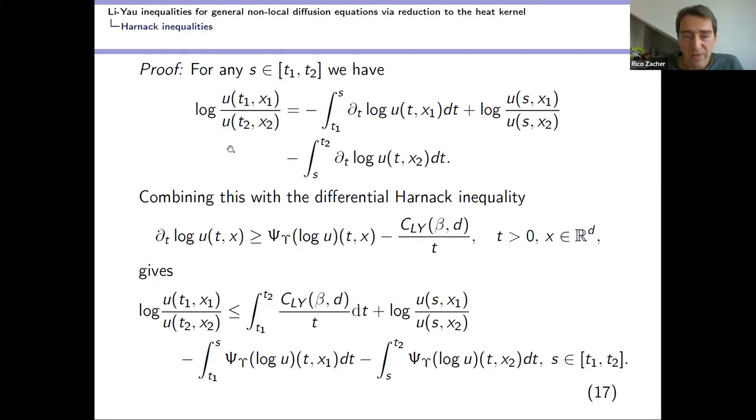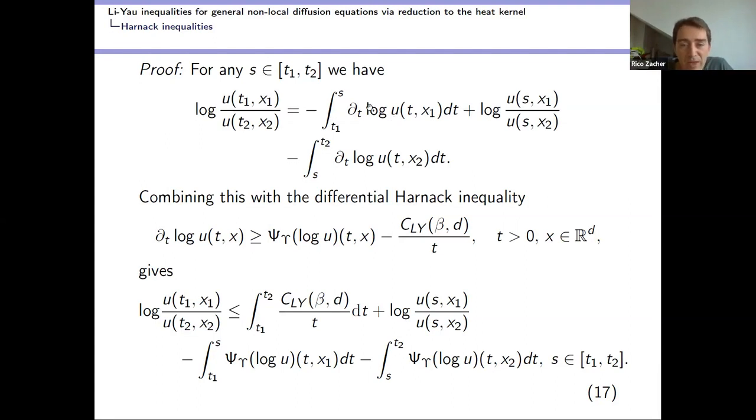Now, how can we achieve this? We write this expression as a sum of three terms. In the first term, we just replace the t2, so we have u at t1, x1, and then u at s, x1. Then in the second term, we consider u at s, x1 and u at s, x2. This is this one here. And in the third term, we have u at s, x2 and u at t2, x2. The first and the third term can be rewritten using the fundamental theorem of calculus, in terms of the time derivative of the logarithm of u.